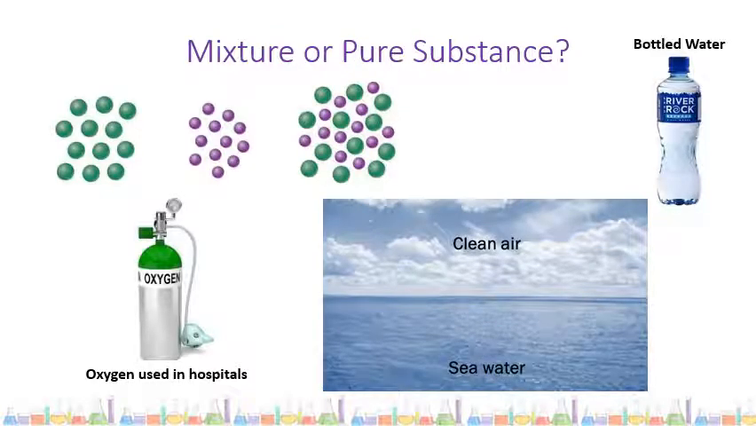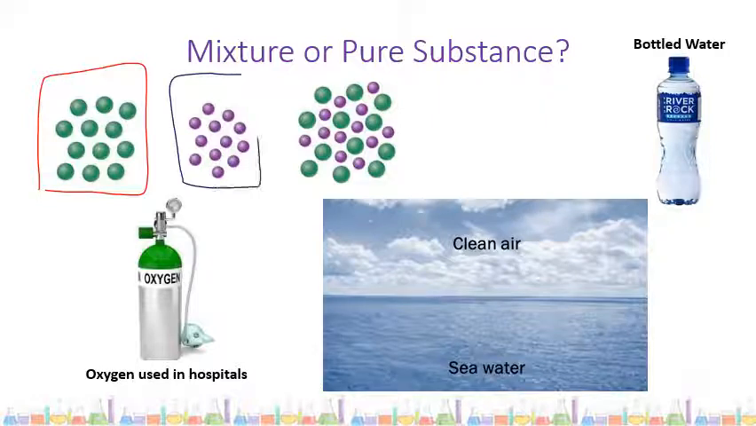So looking at these, first of all we look at the molecules here. Is this a mixture or a pure substance? You can tell that there's only one type of molecule there or element, so that must be a pure substance. What about the second one? The purple ones. Is that a mixture or a pure substance? Hopefully you can see from that it's pure. It has one type of element or molecule only.